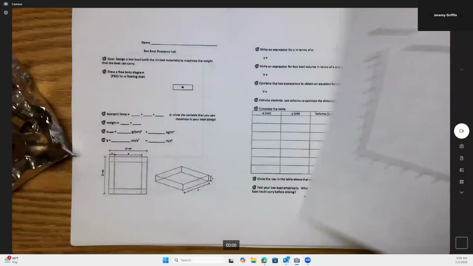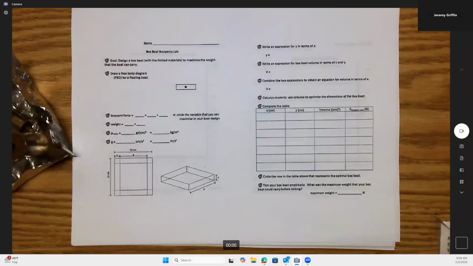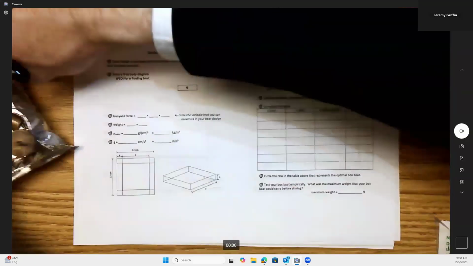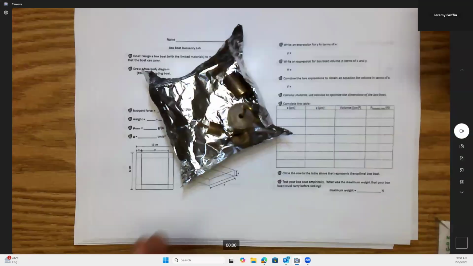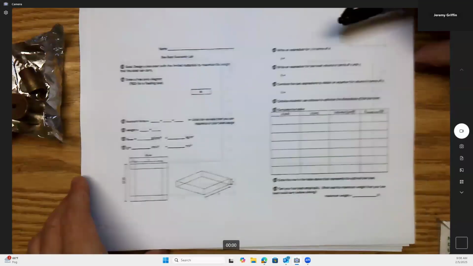But if you're not in calculus, again, half you guys aren't, that's okay. Because you guys can do this empirically. You guys can just hold a bunch of different shaped boat boxes, put different weights in them, and see what floats. Okay, right. You guys think you can figure that out? All right.